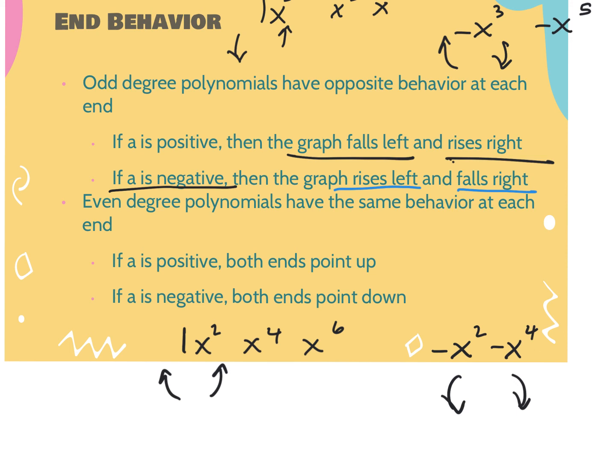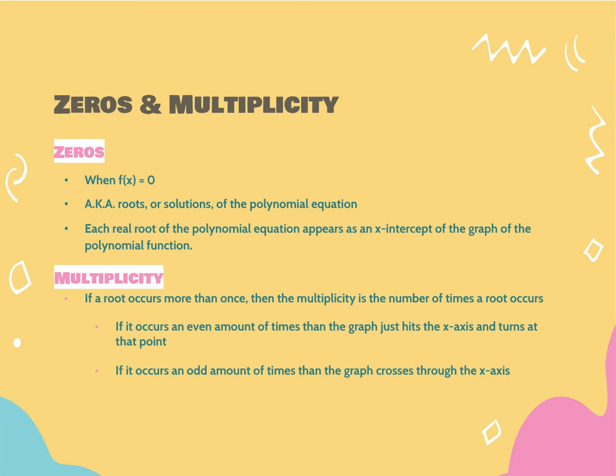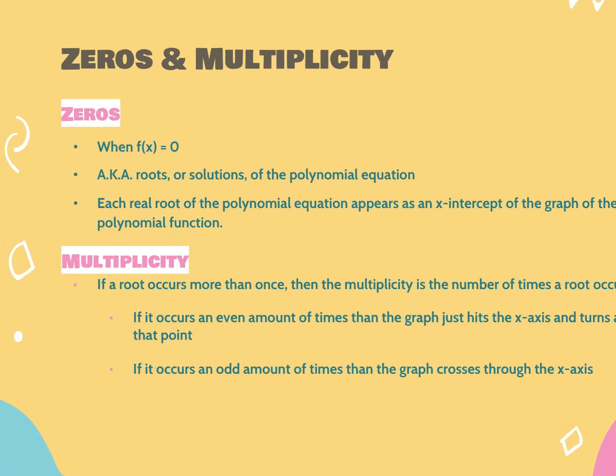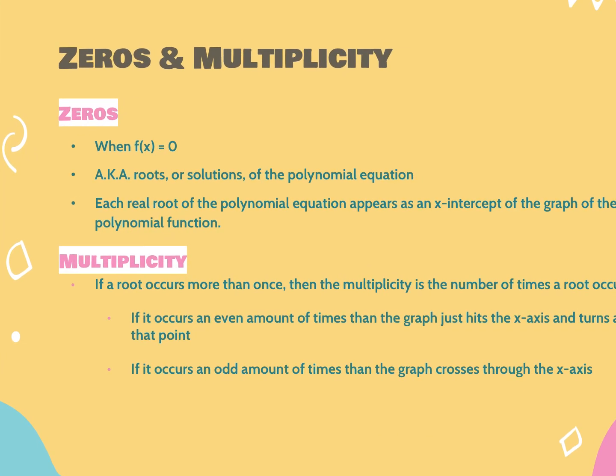So understand the end behavior, because once we find the zeros, we're going to add this end behavior into the leftmost zero and to the rightmost zero. Next, we're going to talk about zeros and multiplicity. For the zeros, we're going to find them like we've been doing. We're going to use synthetic division, break it down to a quadratic, and then we're either going to factor it or use the quadratic formula to find the other zeros.